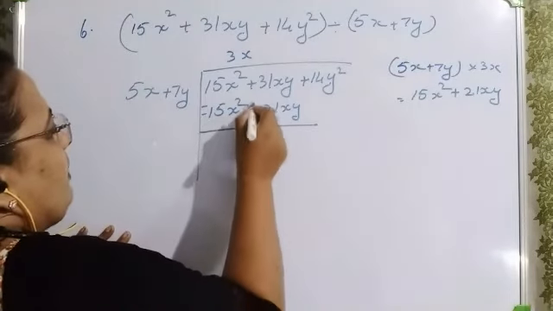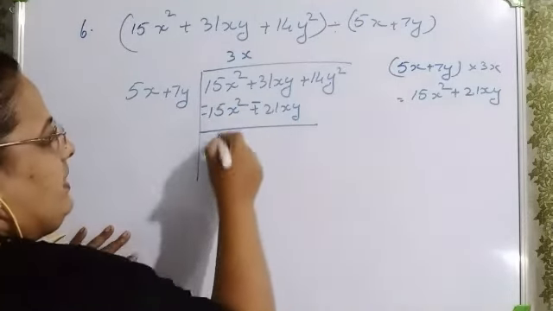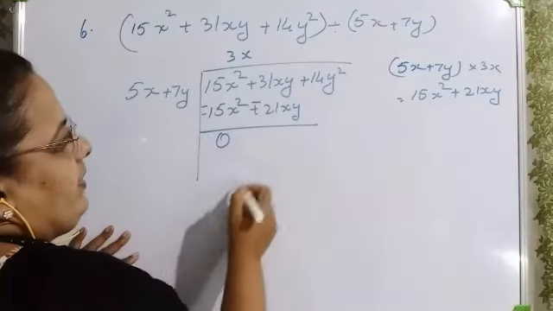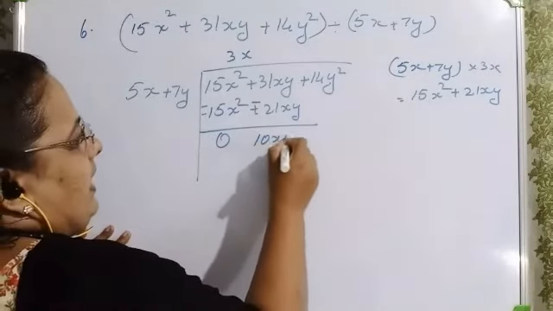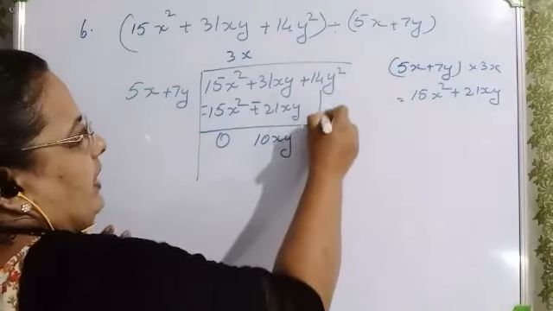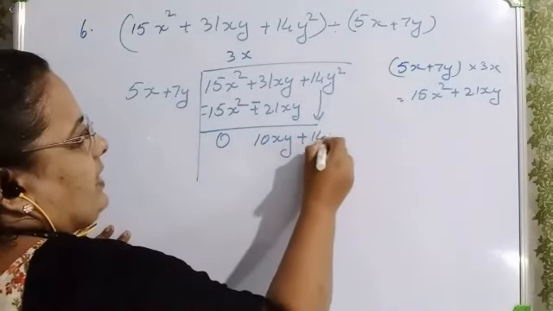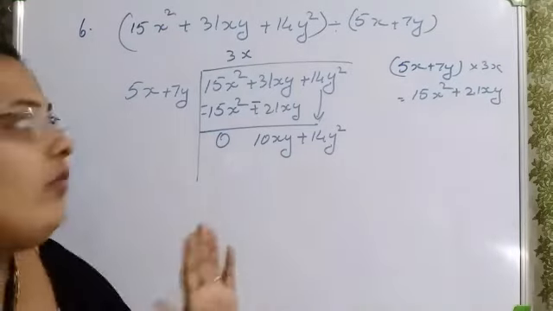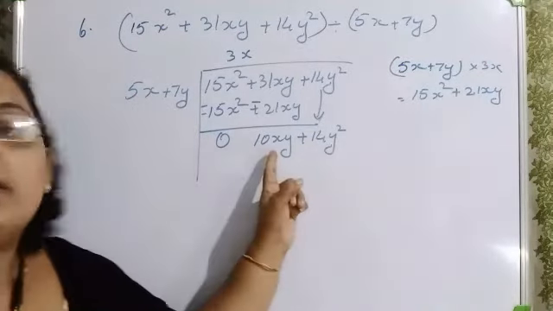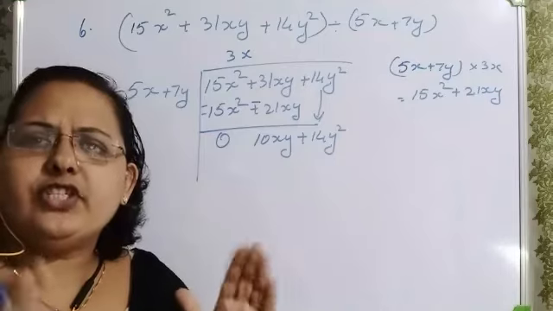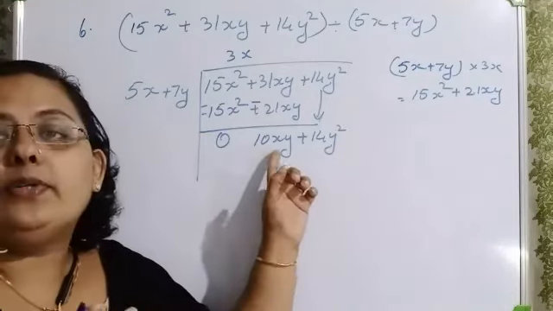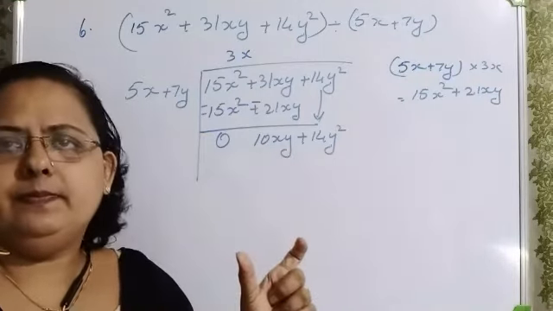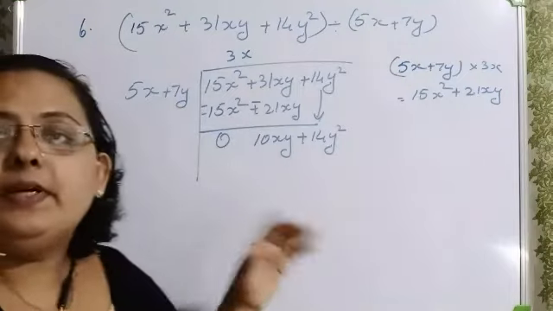So here this will become minus and this also will become minus. So this is 0 and here when you are subtracting you will get 10xy. Now you have to bring this 14y square to the down part. Now just go for this first term I told you. In all the questions where division is coming, you have to see how to eliminate the first term, in each step, the first term.